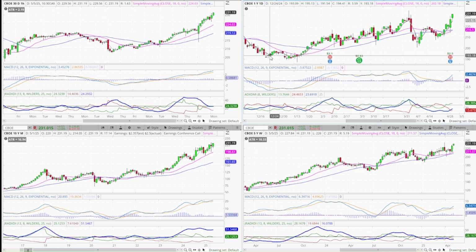All right, so use this to your advantage, and I'm using it on a weekly and a daily setup, but this can be in any 2 time frames you want to use.